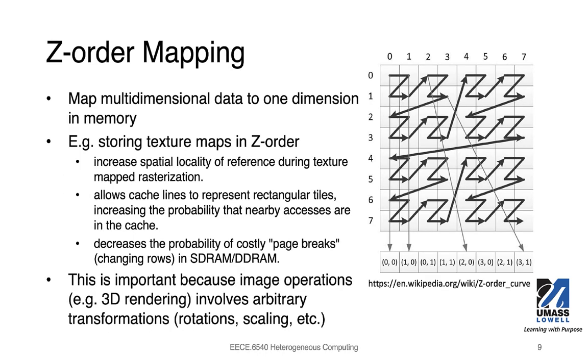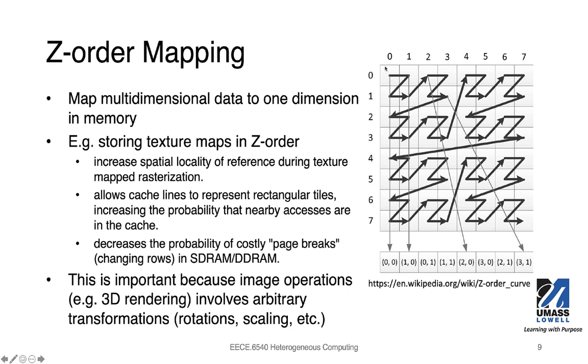To give you an example of how we may operate on image data, we show here a Z-order mapping. Z-order mapping maps multi-dimensional data to one dimension in memory. For example, we can store texture maps for rasterization in Z-order, as we show on the diagram on the right.